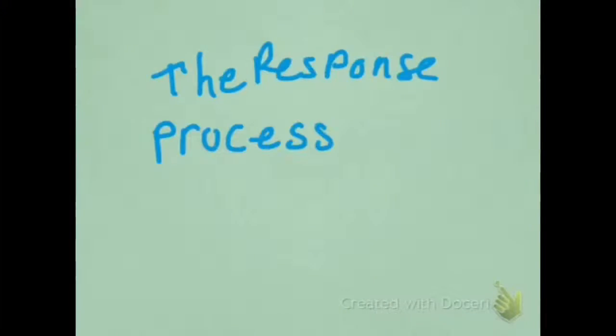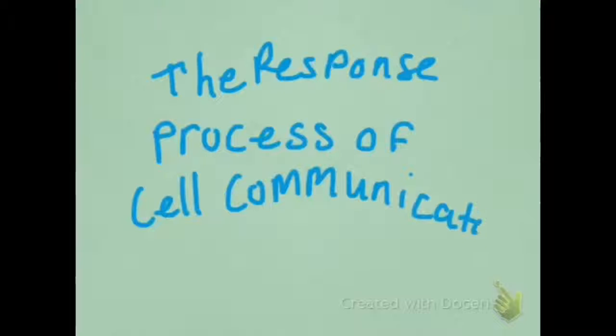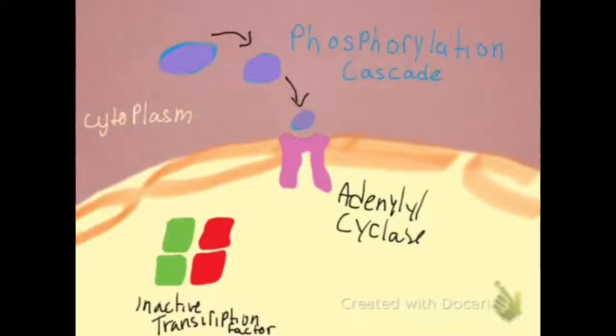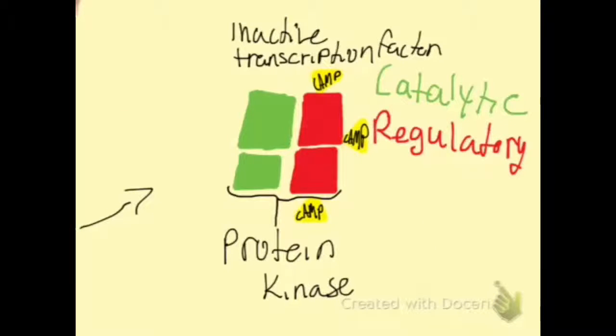The response process of cell communication. Through the phosphorylation cascade, adenylyl cyclase, an enzyme in the plasma membrane, rapidly converts ATP to cAMP in response to a number of extracellular signals. cAMP then interacts with the inactive transcription factor called protein kinase.